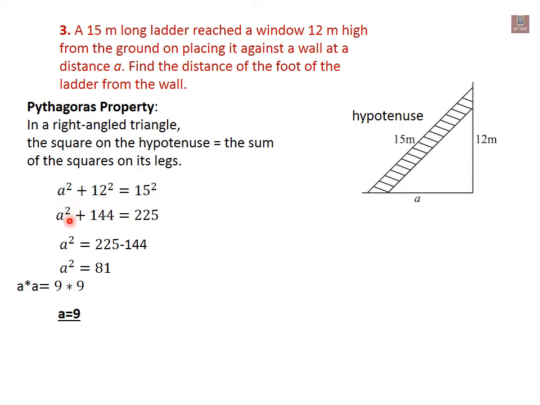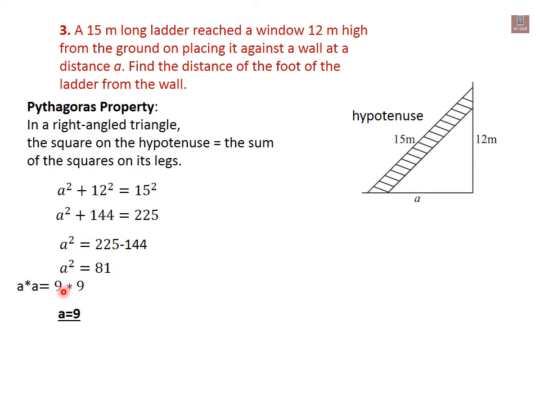What do you mean by square? You are multiplying the number 2 times. 12 into 12 is 144. 15 square means 15 into 15, 225. Now, how do you calculate A square value? You will take 144 to the right hand side. Plus 144 becomes minus 144 on the right hand side. So, 225 minus 144 is 81. So, A square is equal to 81.